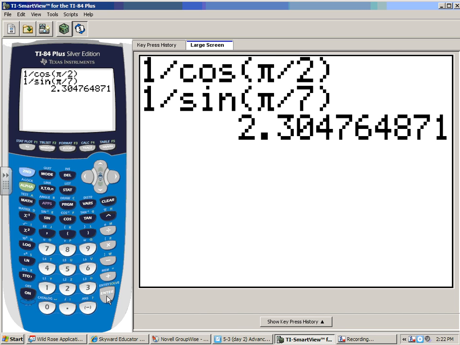So this answer is 2.3048. We'll find out. Yeah, the meaning of all this will hopefully become extremely clear within the next week. Any questions on how to use the calculator? Because you are going to need those skills eventually.